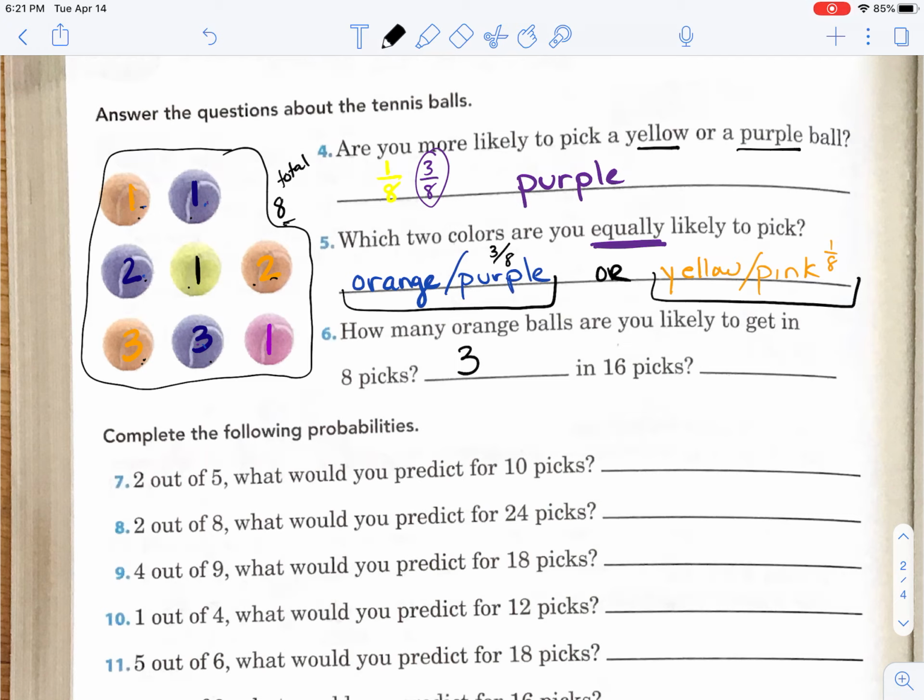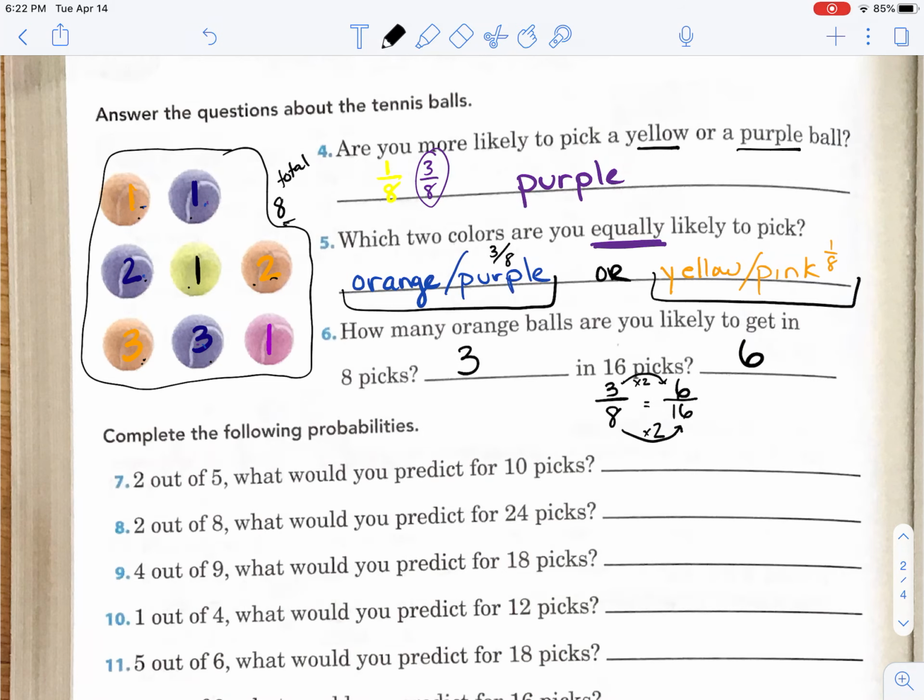Ooh, but what if we had 16 picks? Okay, well, 3 out of 8 are orange. What if I picked 16 instead of 8? I put them back in and I picked them all again. How many orange would I pick? 8 times what is 16? Times 2. What I do to the bottom, I also do to the top. 3 times 2 is what? 6. So if I picked 16 times, how many orange balls am I likely to get? 6. Excellent. Do you see that?